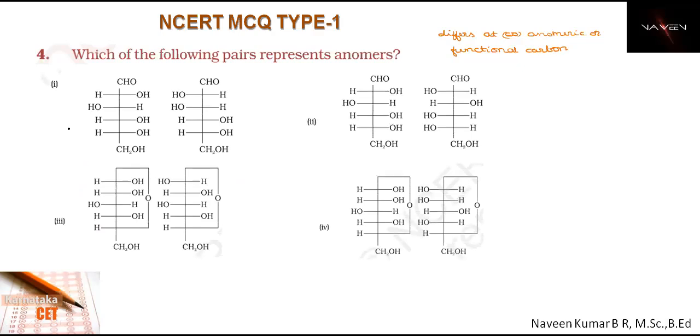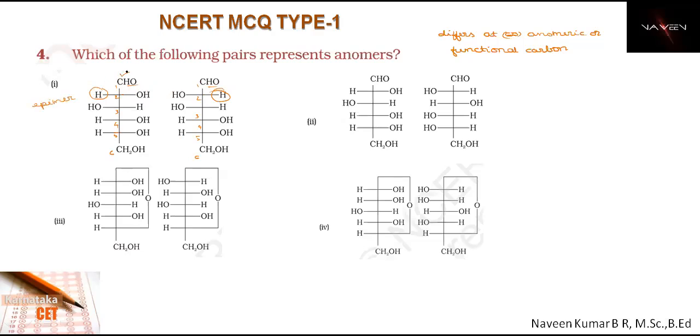Now we'll look into the options and identify which are the anomers. Here it is given in a representation form like this. We'll number one structure to relate all of them in the same way, carbon atoms 1 to 6 here, and again 1 to 6 carbon atoms. Observe the positions 1, 2, 3, 4, 5 and 6. The functional group is the same. Next, second carbon, third, fourth, fifth, like that if you analyze, there is a difference at the second carbon. But it is not an anomer, it is an epimer.